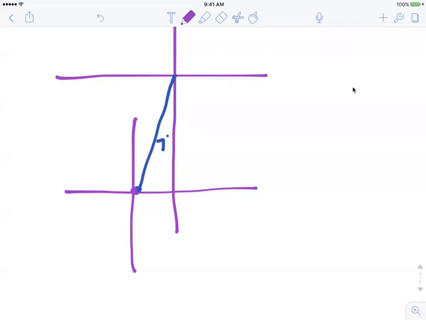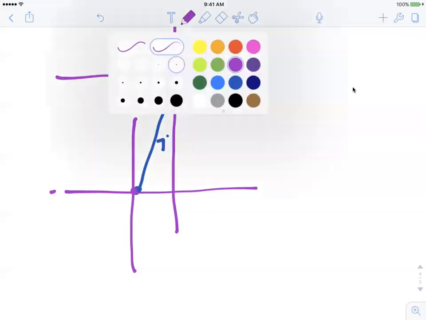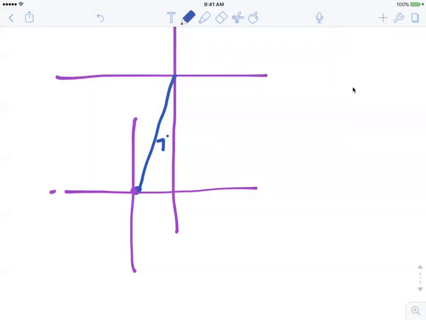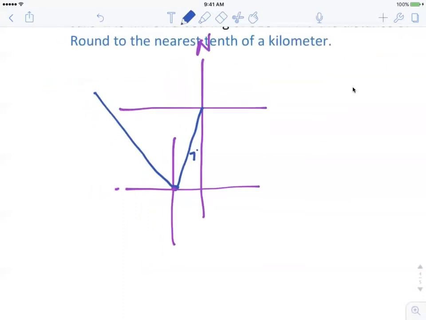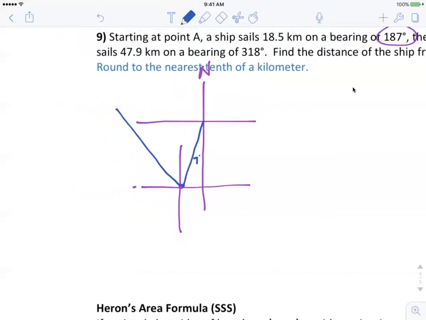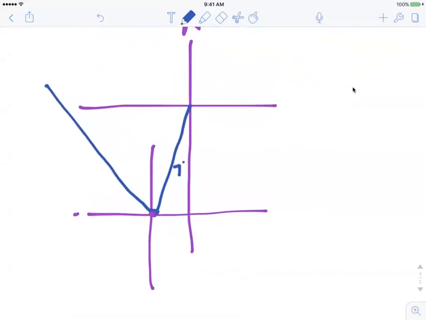And then at a bearing of 318, again, clockwise from north, 0 degrees is north. So 270 would be here, right? And that would be 48 degrees past 270, because 48 plus 270 is 318. So that would be something like this. It's going to go kind of far, right? That one is 47.9 kilometers, right?